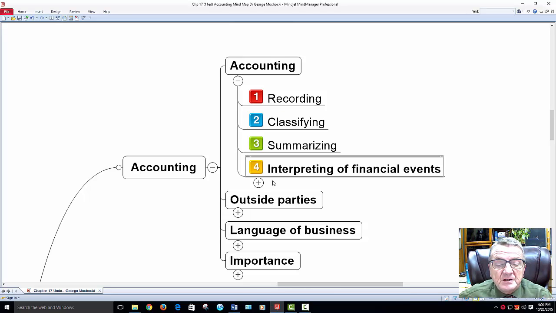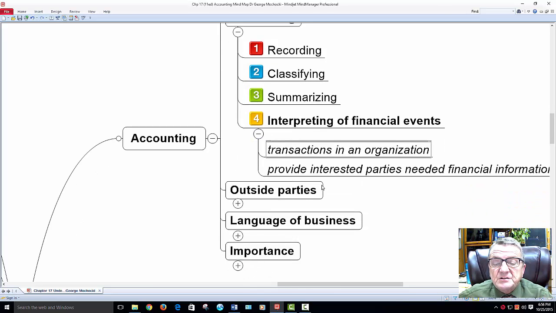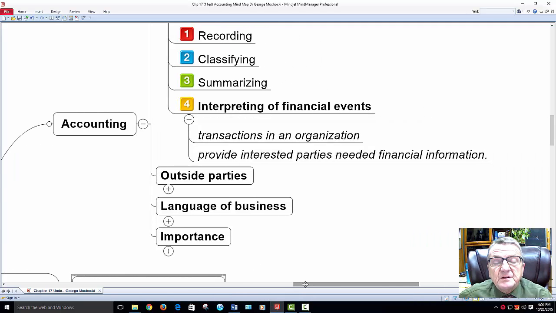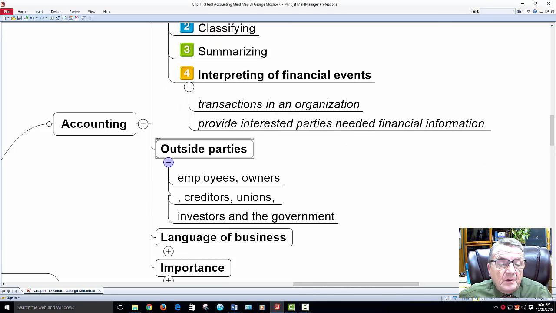And interpreting financial events, transactions in the organization, provide interested parties needed financial information. Okay, now when I look at accounting, it is also very important for outside parties.